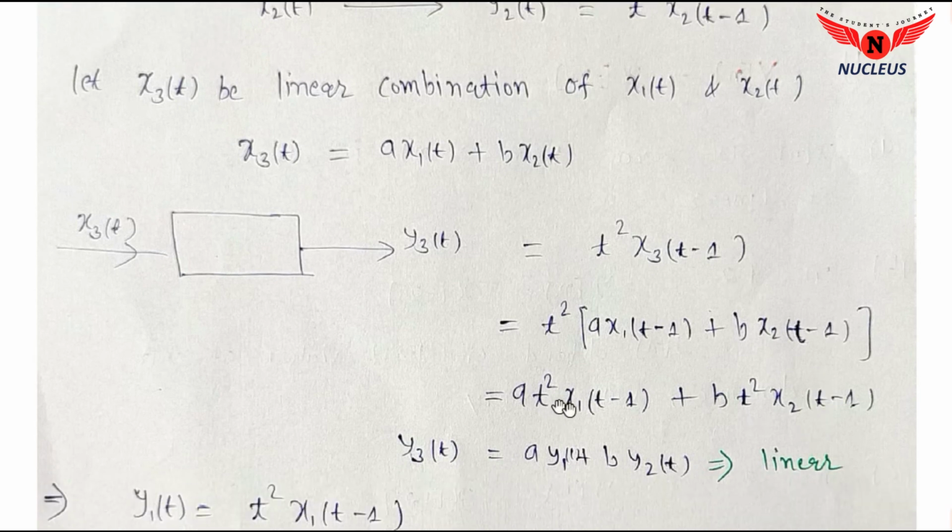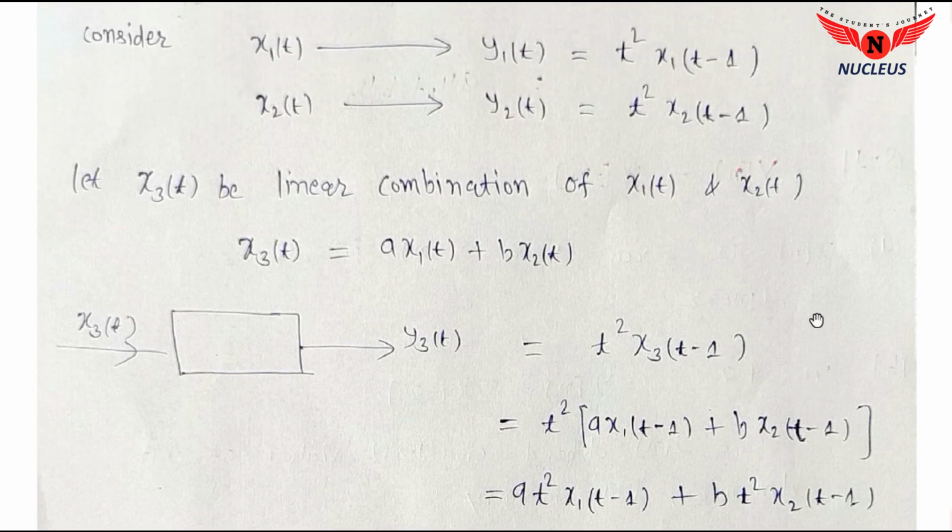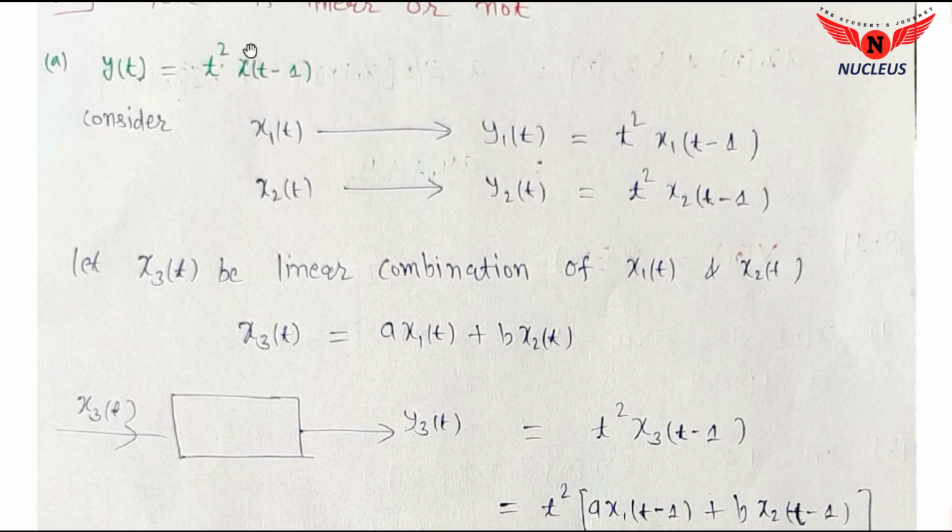So you can write this equation: this is ay1, and this is by2. So y3 can be written in the form of ay1(t) plus by2(t). So the system is linear, and from the shortcut trick you can directly see that whenever x1 is 0, whenever our input is 0, the output is also 0. The system is linear.